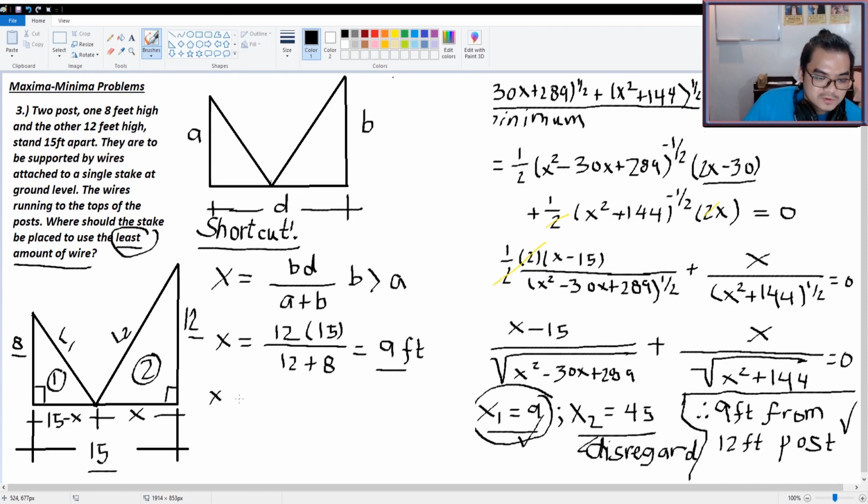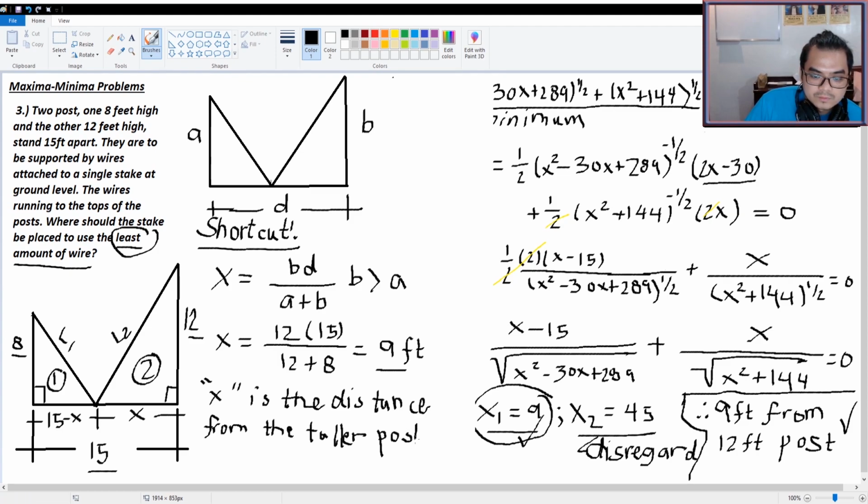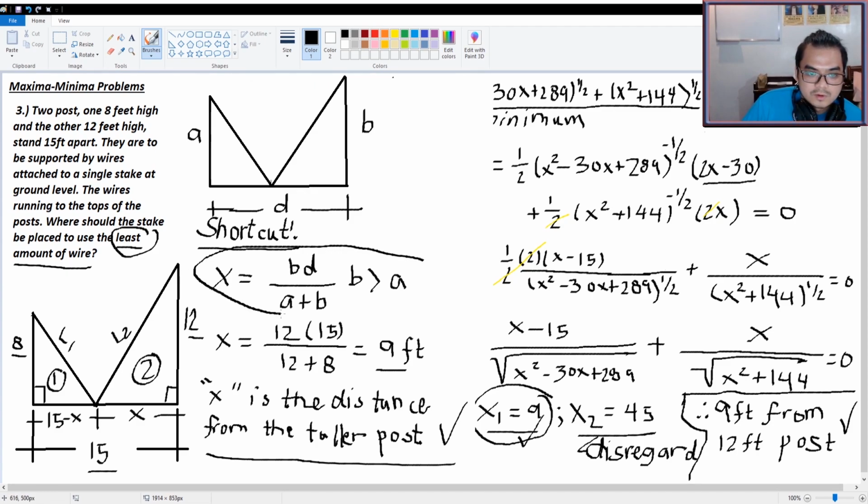Just remember that x is the distance from the taller or higher post. Okay, taller post. Okay, this is a shortcut. And this is your answer. Okay, on to the next problem.